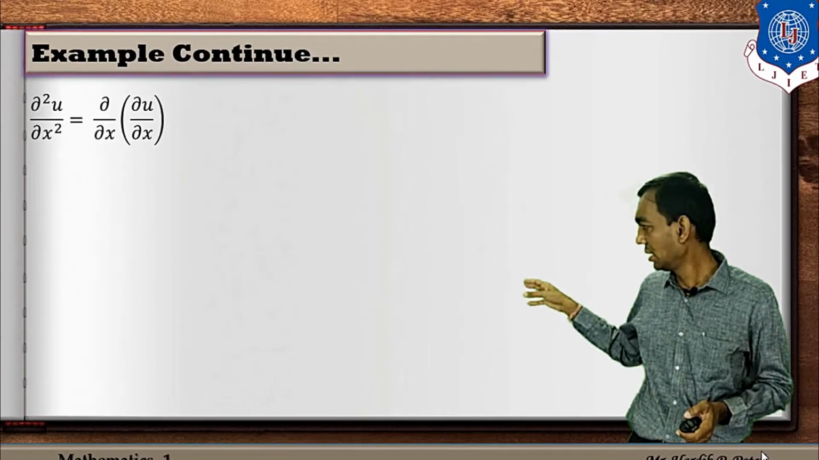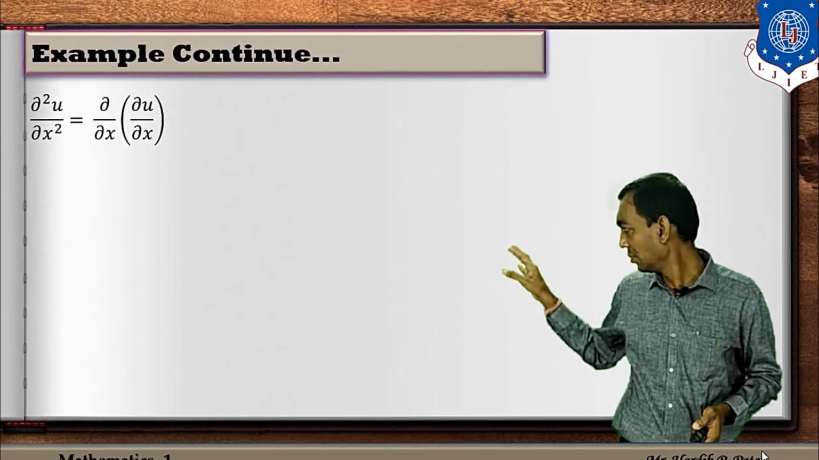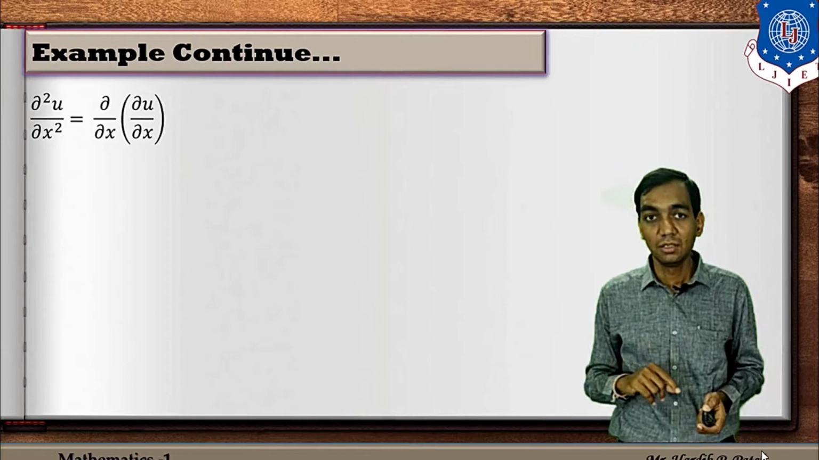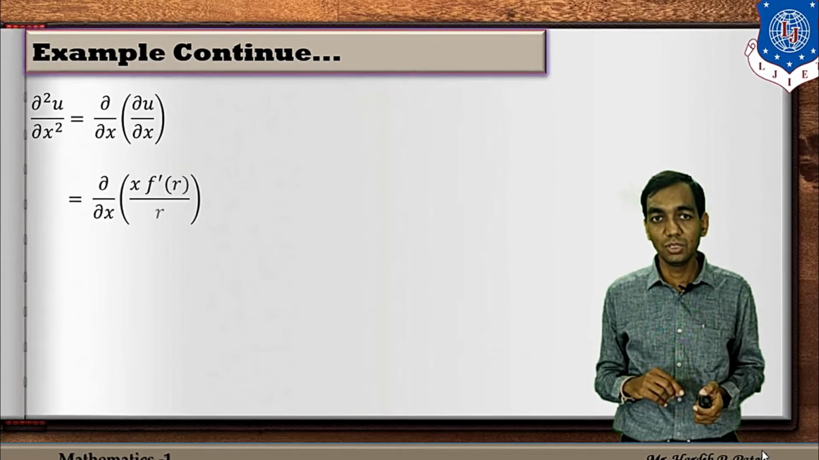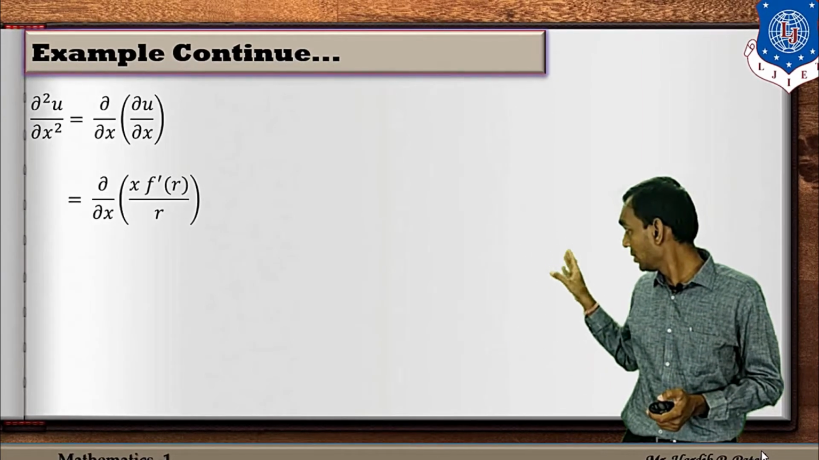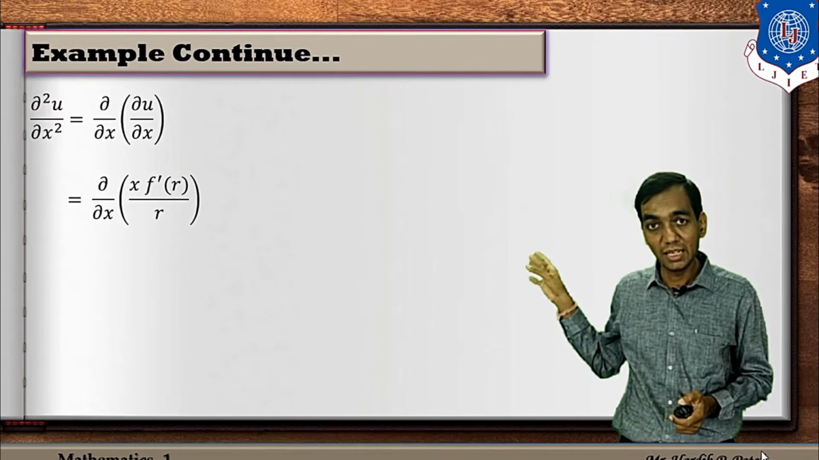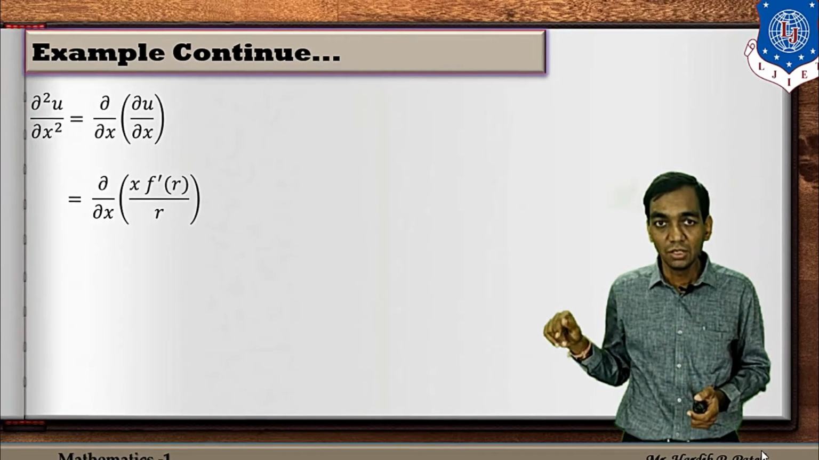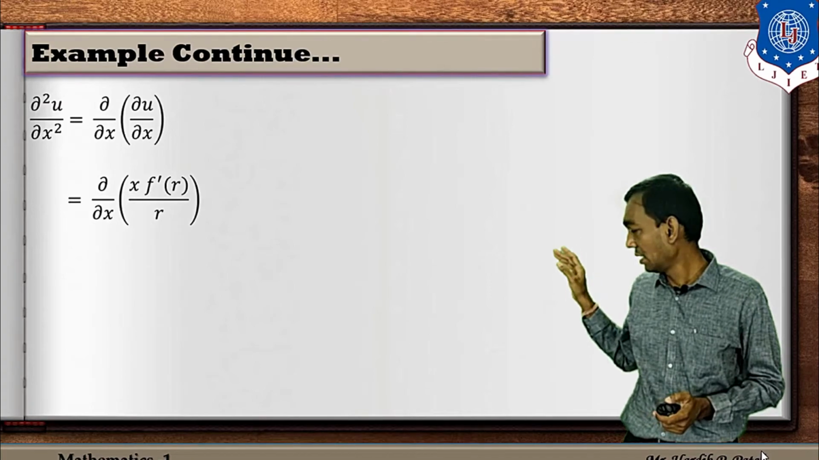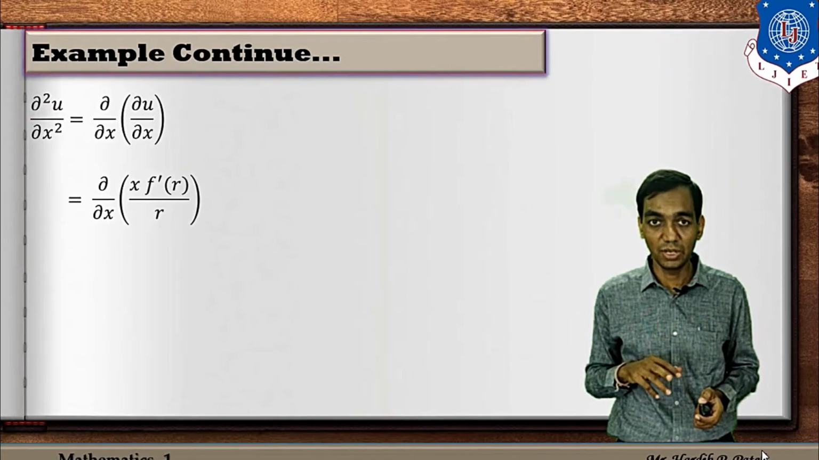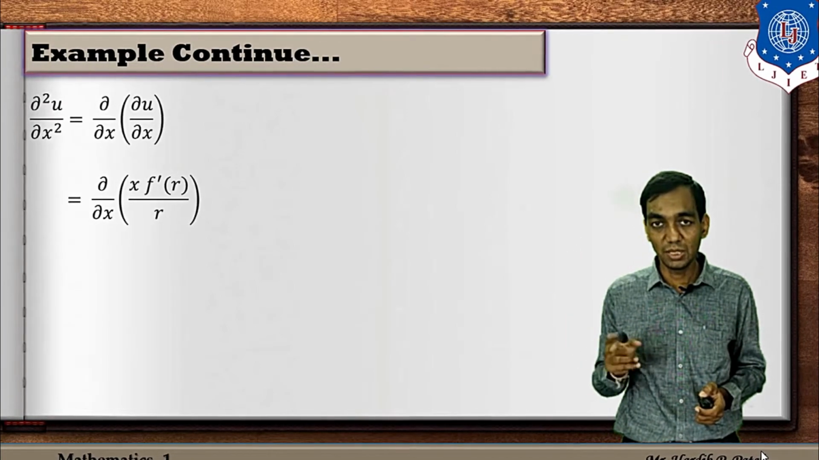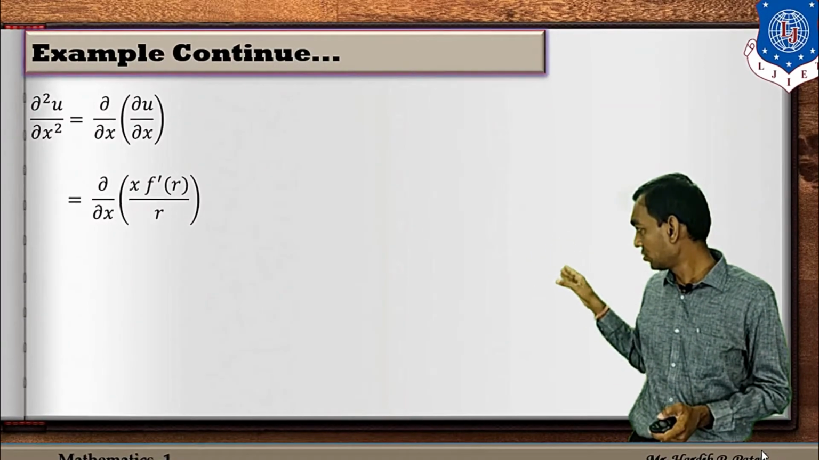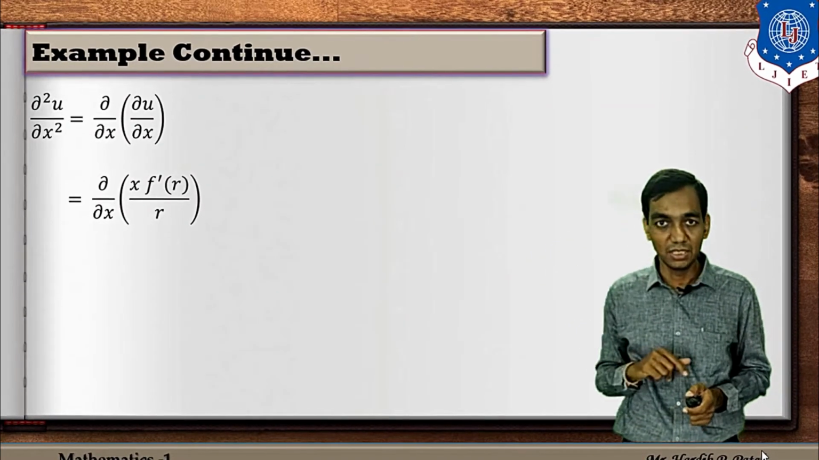Now del square u upon del x square will be del by del x of del u by del x. So we put the value of del u by del x, which is nothing but x into f dash r upon r. So we differentiate x upon r into f dash r with respect to x. Here we separate two terms: first x by r, and second f dash r.